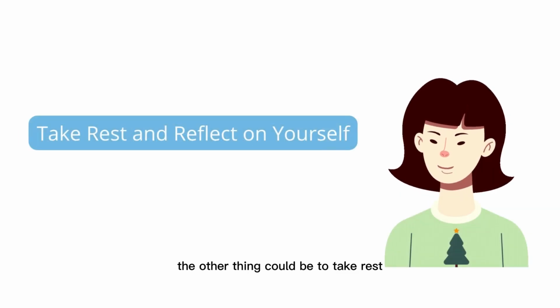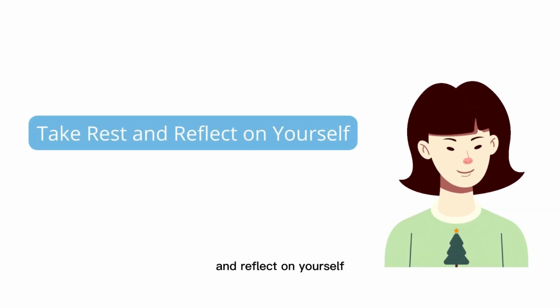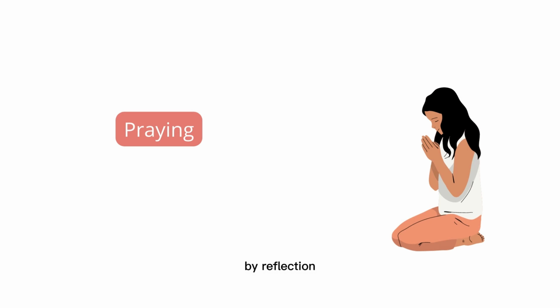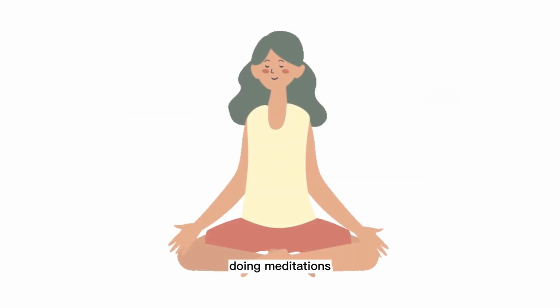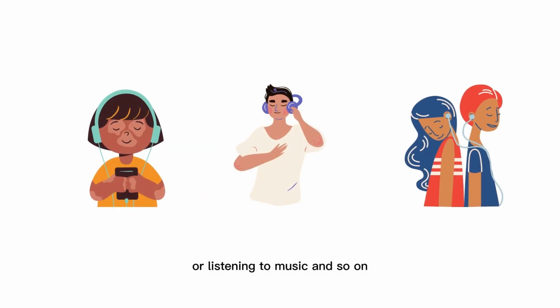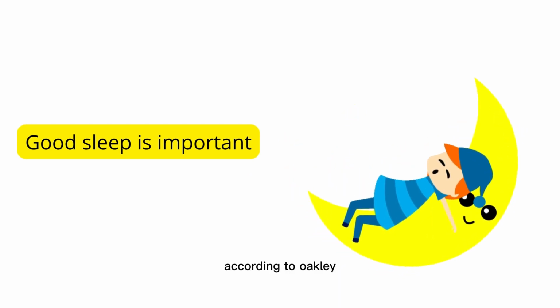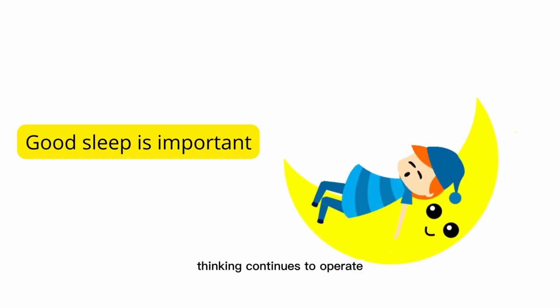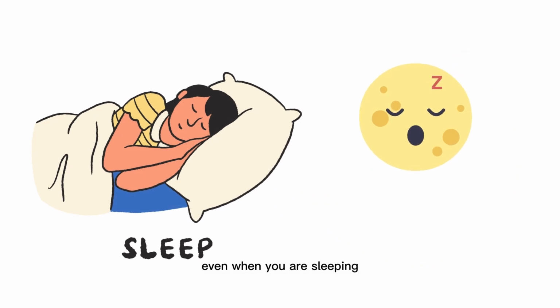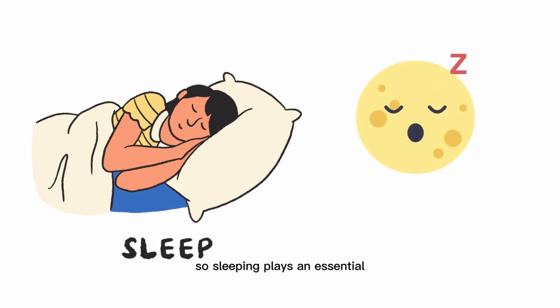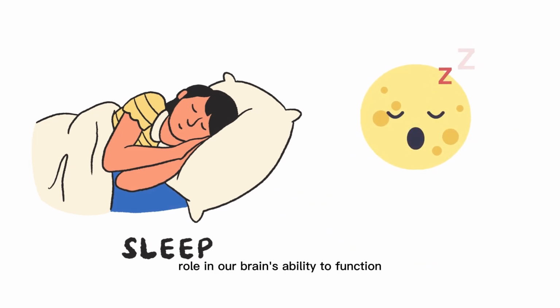The other thing could be to take rest and reflect on yourself. By reflection, I mean including prayer, doing meditations, or listening to music and so on. Also note that good sleep is extremely important. According to Oakley, diffuse mode thinking continues to operate even when you are sleeping. So, sleeping plays an essential role in our brain's ability to function.